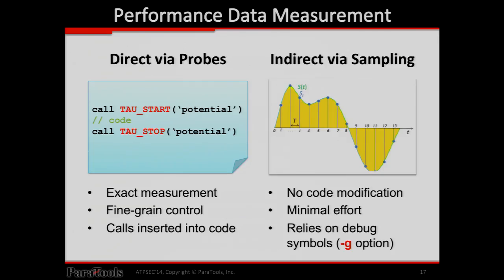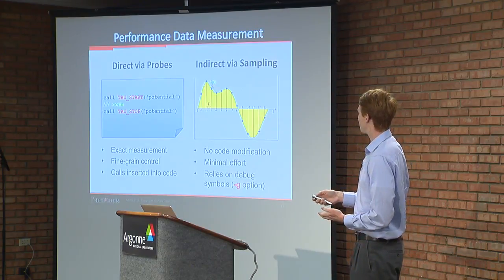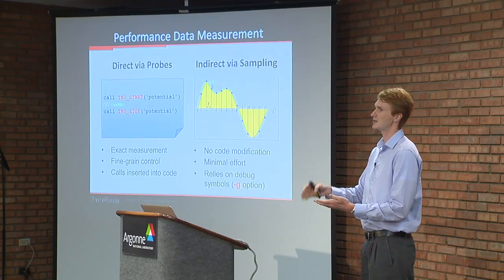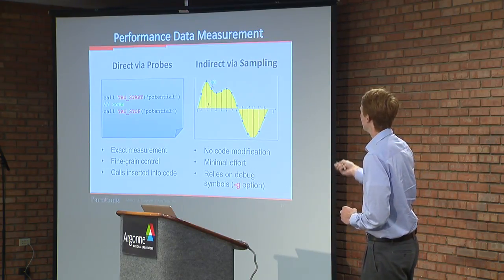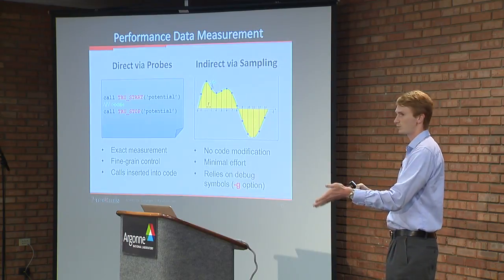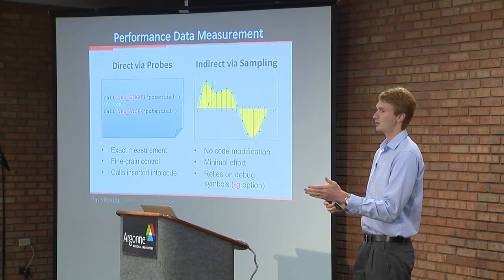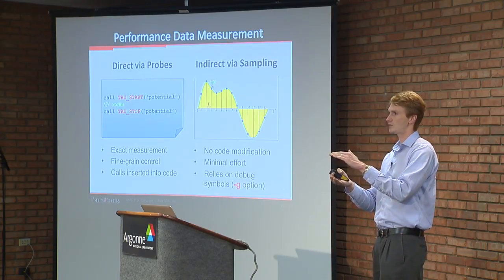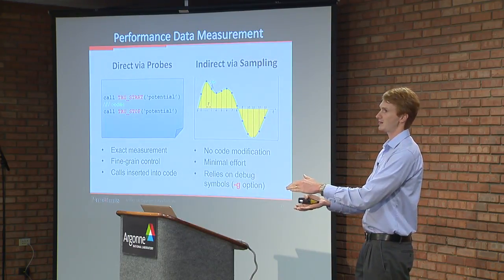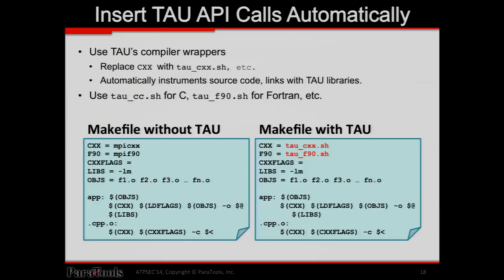And then with sampling, of course, there's no code modification, and there's minimal effort to get your profiles. You just use the code you have and periodically sample the program counter, and use the debug information found in that executable to resolve those program counter addresses back to source code locations. Now you can actually do both. In Tau, you could simultaneously have probes and samples. And this is a good way to avoid blind spots in your code. If you have a piece of code that for some reason you can't insert the hooks there, then you can use sampling on that part, and then everywhere else use the direct measurement with the probes.